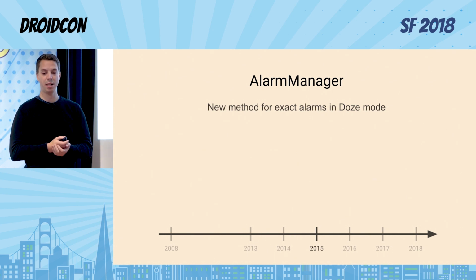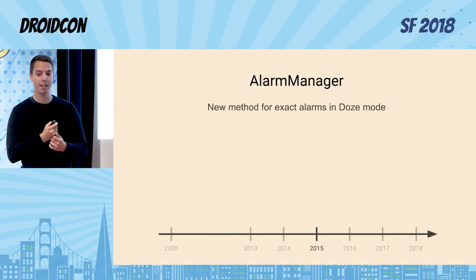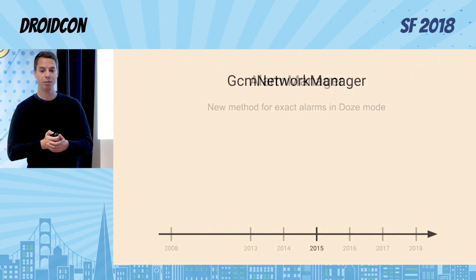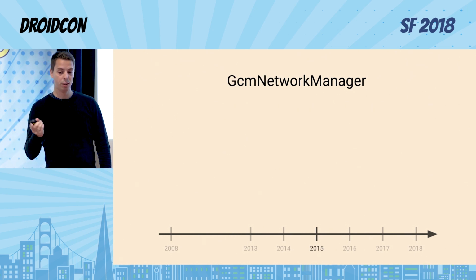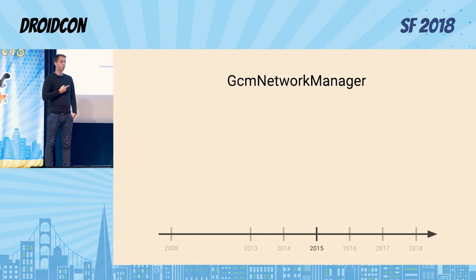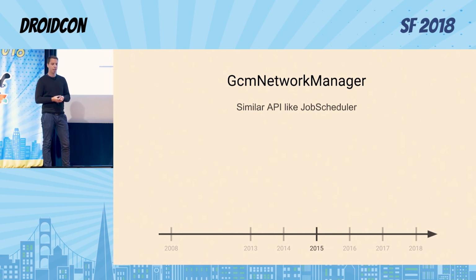So we got another API for that, and silently under the hood, they changed the behavior of the existing APIs again. So again, something you need to be aware of. Also in the same year, Google released the GCM Network Manager. And that's also a really great API because it's very similar to Job Scheduler in one way. And it's part of the Google Play Service SDK, so they were able to backport all the features to API 9. So almost all devices out there.